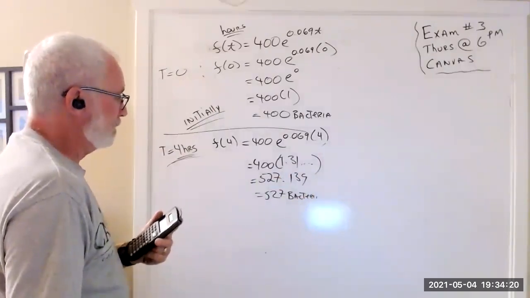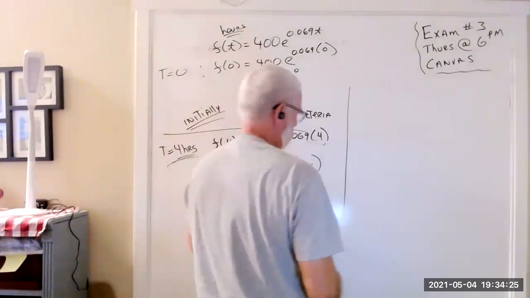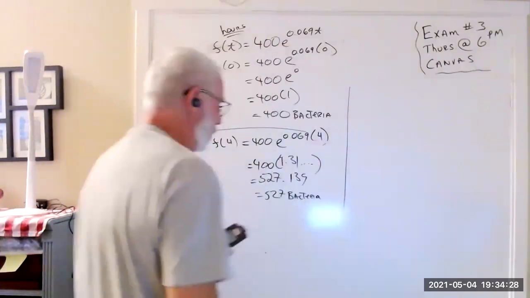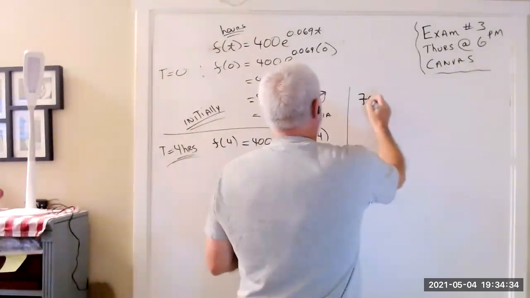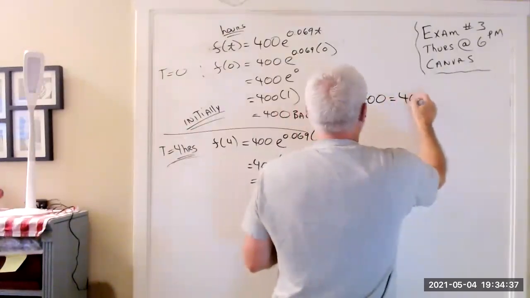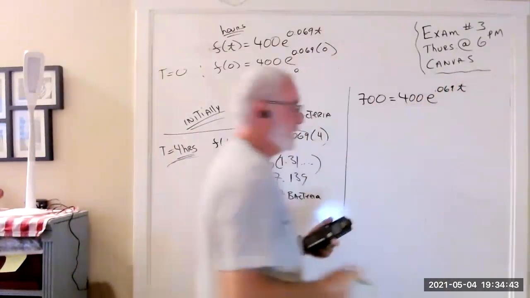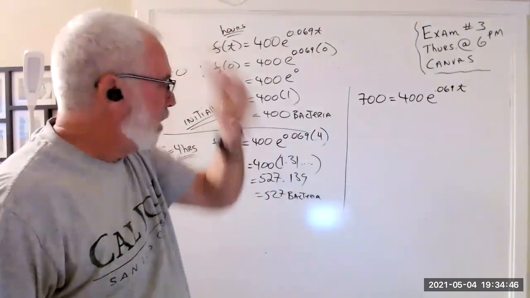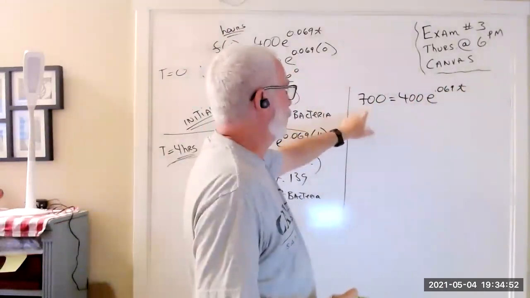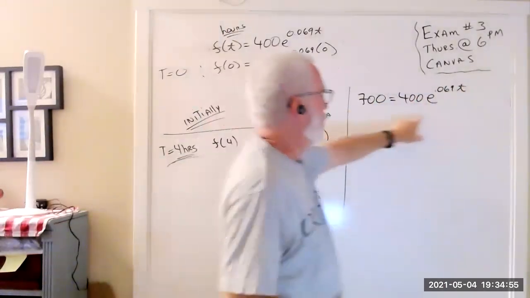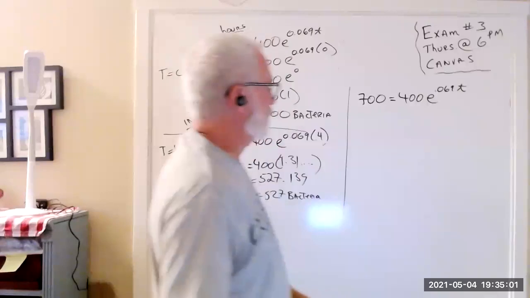Yes or no? Yes. And then the third one is, to the nearest tenth of an hour, determine how long it will take for the population to grow to 700 bacteria. So 700 equals 400 e to the 0.069 t. That's the equation that we want. Again, initial was 400. It's going to grow to 700. Our job is to solve for time. Is that okay with you?